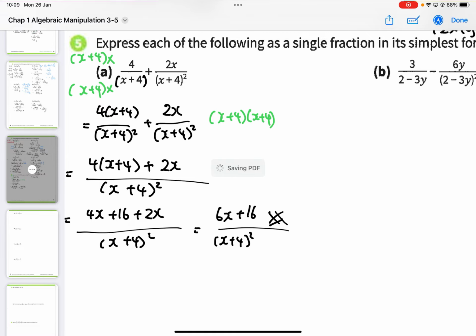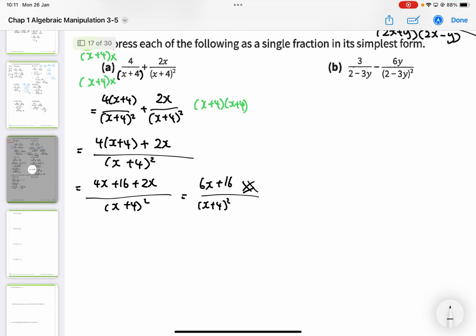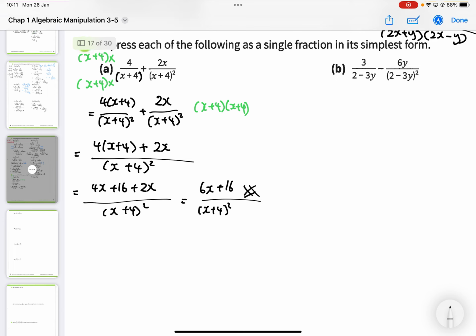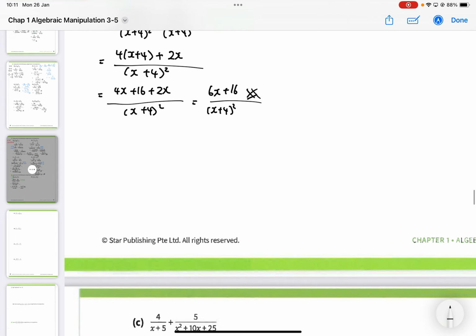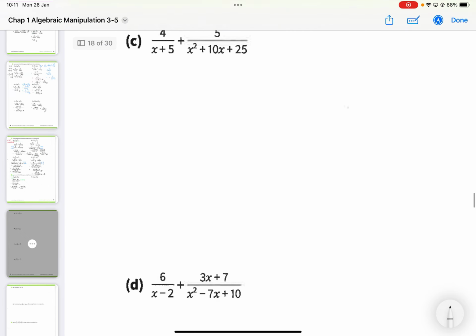10:11. Okay. Oh yeah. Quick. Hey, I will leave part B for y'all to do. I want y'all to look at part C.